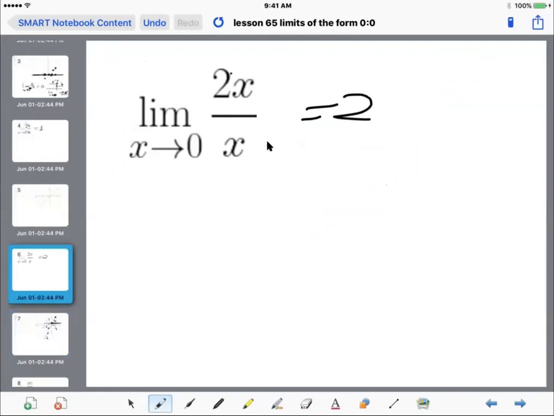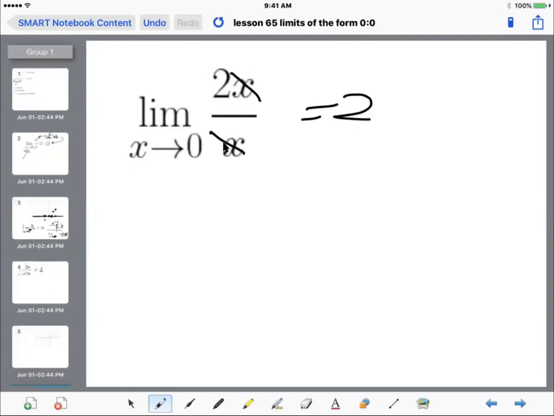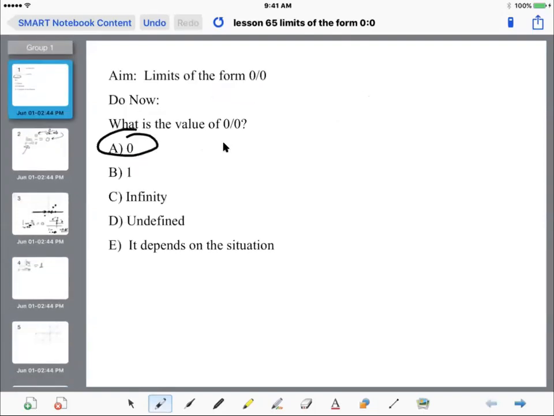And check this out. If you canceled out the x's, it would just be the horizontal line, y equals 2, or the limit of a constant function is always that number. So there's an example in our choices here. So we've seen all three of these happen.